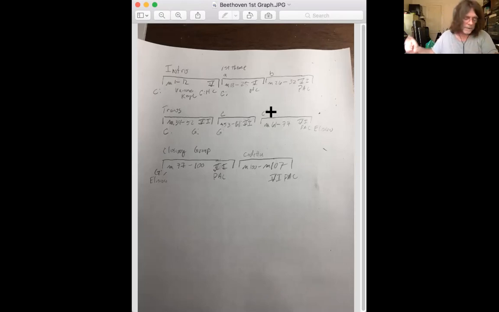So you're writing a paper, and the most important thing you can do is tell me what you're going to tell me about it. You're going to tell me what this is. So for instance, I'm talking about the introduction. The introduction is measures 1 through 12 and ends on a half cadence, okay? And then you can blab about it. Then the first theme consists of two periods in contrasting constructions, and so on.